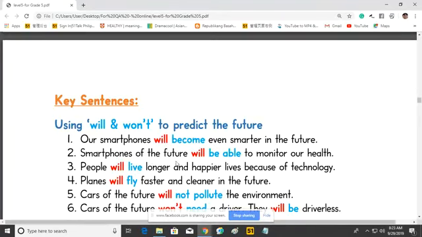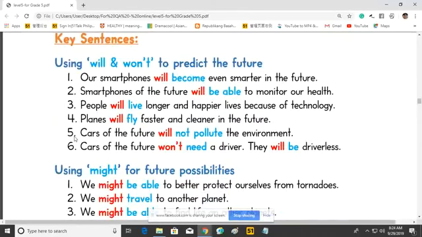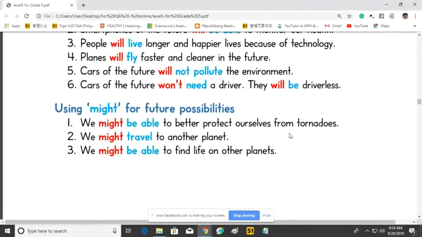Smartphones of the future will be able to monitor our health. People will live longer and happier lives because of technology. Number 4. Planes will fly faster and cleaner in the future. Number 5. Cars of the future will not pollute the environment. And number 6. Cars of the future won't need a driver. They will be driverless. So, it's very nice.